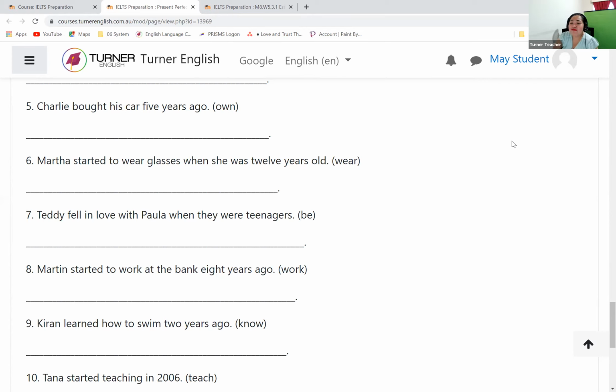Good. But what if Martha is only 13 years old, Richie? Okay, teacher. But if Martha is like 40, she has worn her glasses for ages. That's okay. That's a really good way to make your sentence creative.